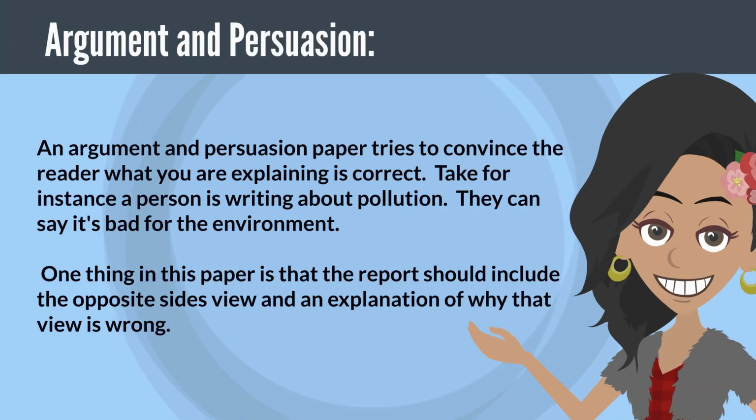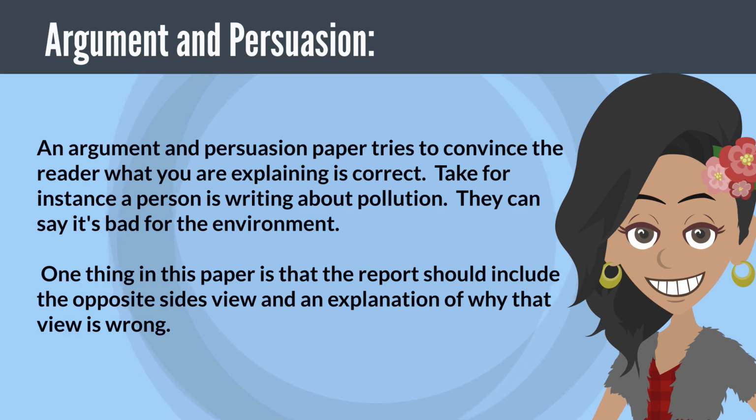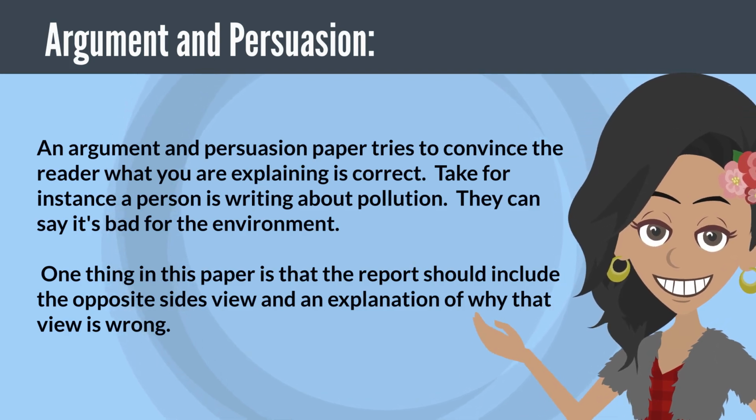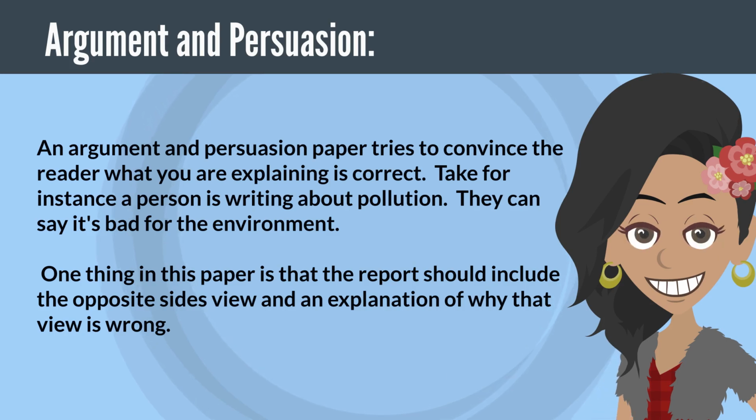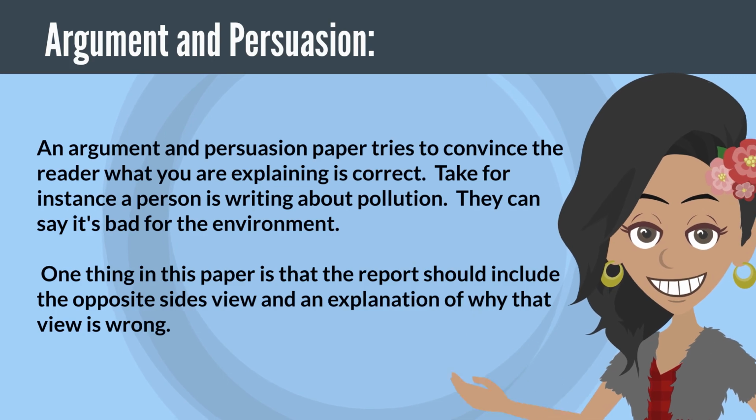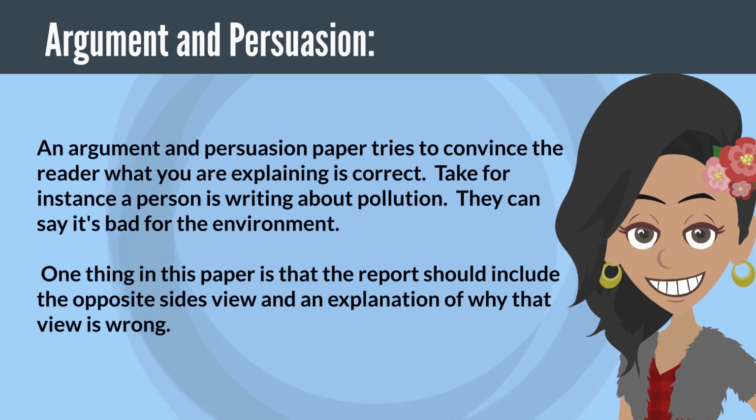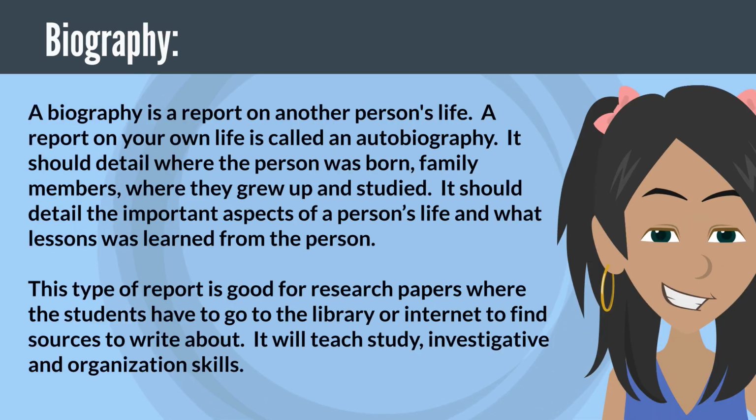Argument and persuasion. An argument and persuasion paper tries to convince the reader that what you are explaining is correct. Take for instance, a person is writing about pollution. They can say it's bad for the environment. One thing in this paper is that the report should include the opposite side's view and an explanation of why that view is wrong.